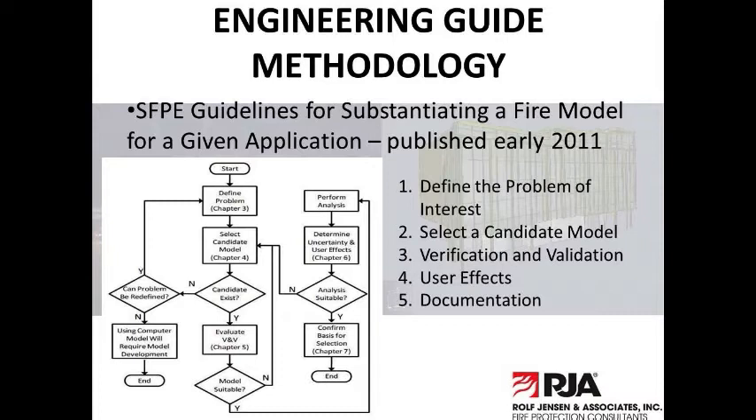Certainly on the right, it's set up in 5 chapters, really 6, I guess, if you count the introduction. But it goes through: define the problem of interest, select a candidate model, verification and validation, user effects, and documentation. I think the idea of the task group as we were going through was to really develop the guide in such a framework where you would go beginning to end, and at the end of the day, you would have some type of documentation to say, I went through the process, this is why I chose the model, or this is why my model didn't work, maybe I had to start over again.